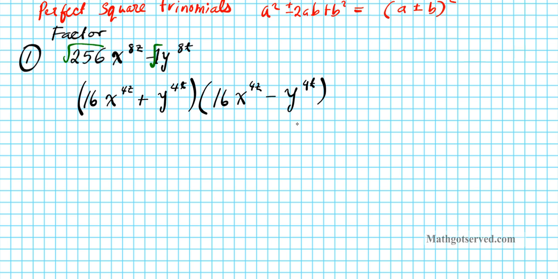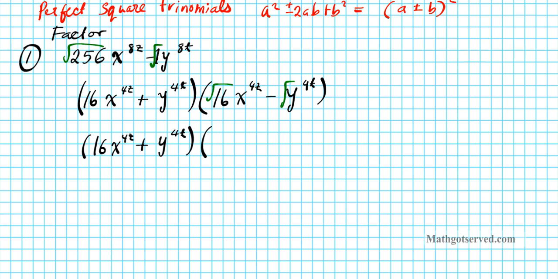Okay? All right. What do we have here? We have another difference of squares. Remember, there's a 1 here, which is a perfect square, and this is a perfect square. And the powers are even numbers, so they are squares also. All right, so we're going to apply the same procedure to this binomial here again. So we're going to root the coefficients and divide the powers by 2. So let's just bring this down. It becomes 16x to the 4z plus y to the 4t.